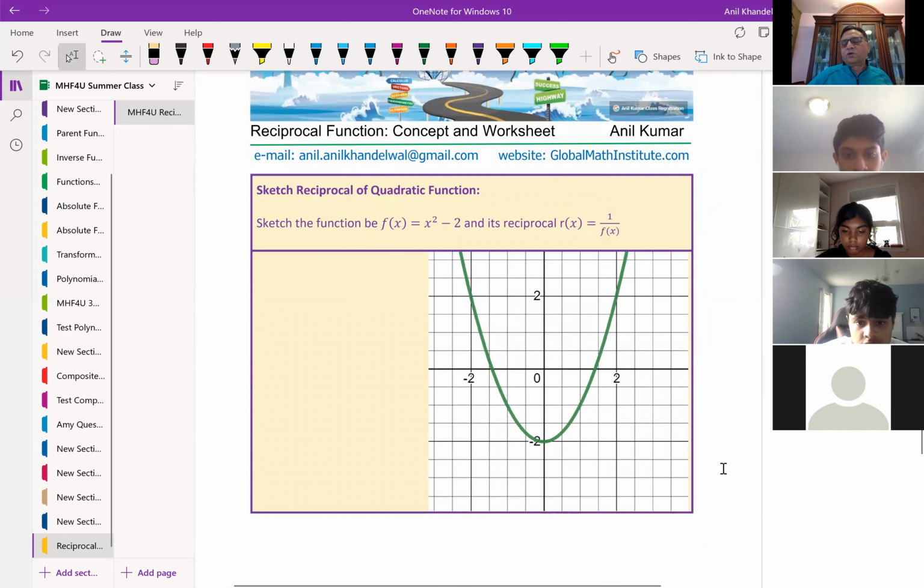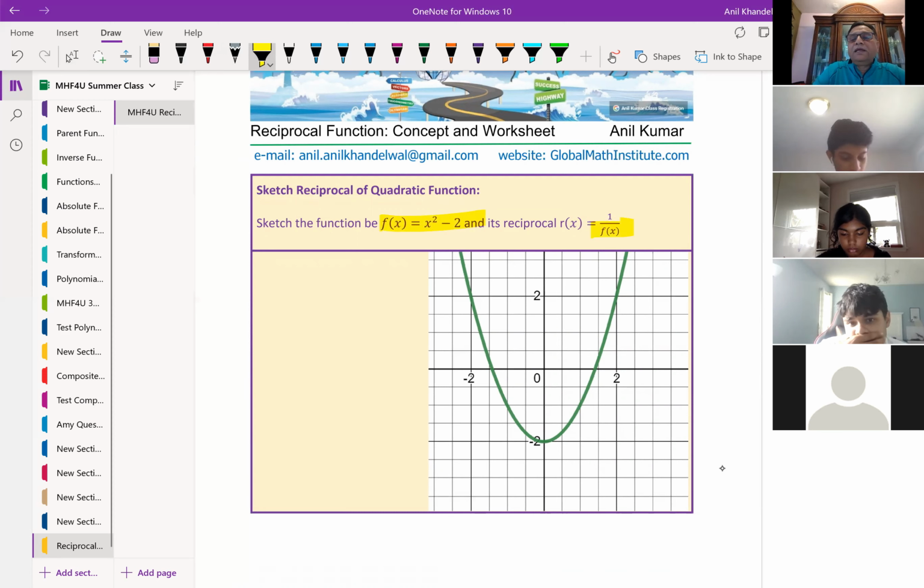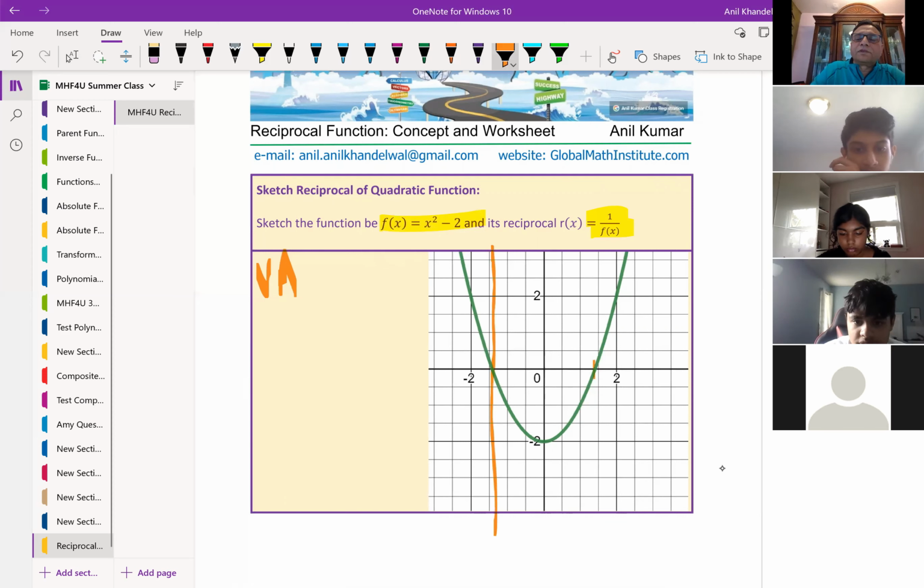Now we'll do a quick exercise on this. I would like Hamza to tell me where the vertical asymptotes are. I want to draw the reciprocal of this function. My function is x squared minus 2. I need to draw the reciprocal of this function. So Hamza, it's just a review. Where are the vertical asymptotes? Tell me. Vertical asymptotes. One would be on the left side, one would be on the right side. Is that what you're trying to say?